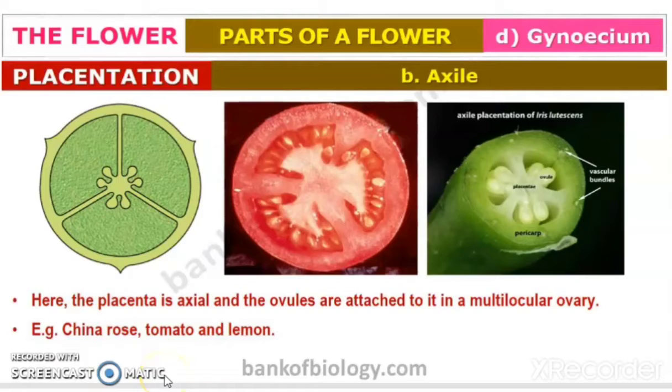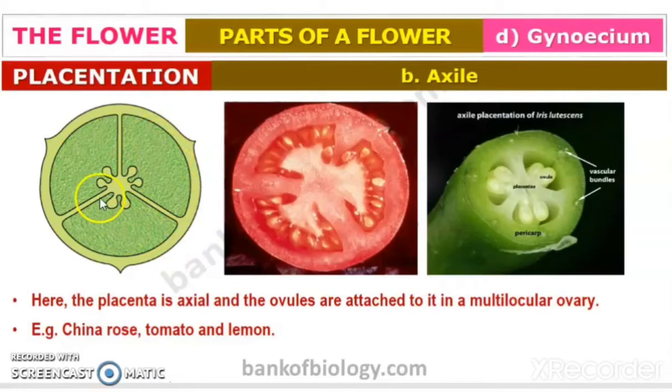Now let us see about the axial placentation, children. Here the placenta is axial and the ovules are attached to it in a multilocular ovary. Locular means chamber, and multilocular means it has many chambers. So they are placed as many chambers, and the placenta is seen in the axial portion, which is the central portion of the ovary, right?